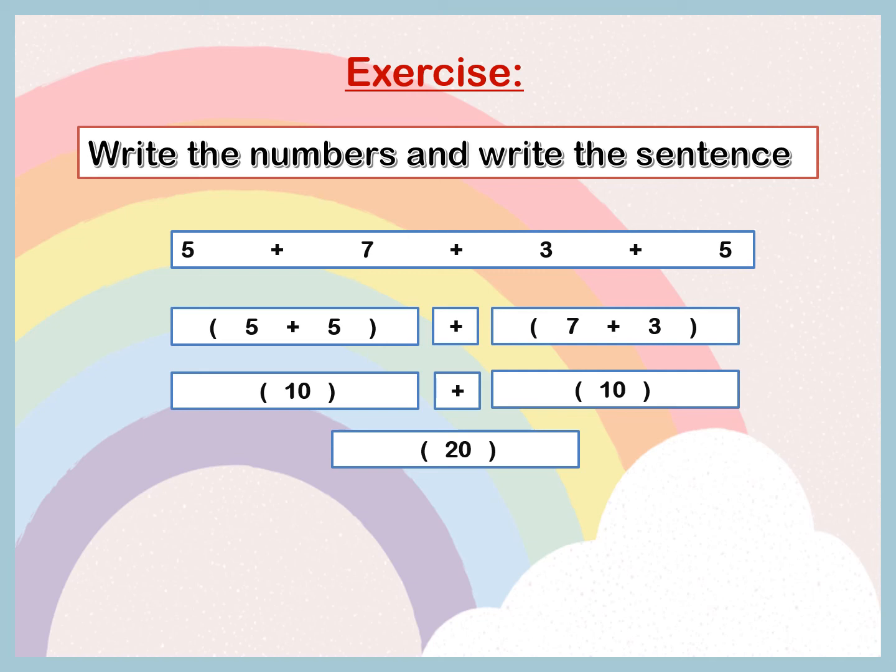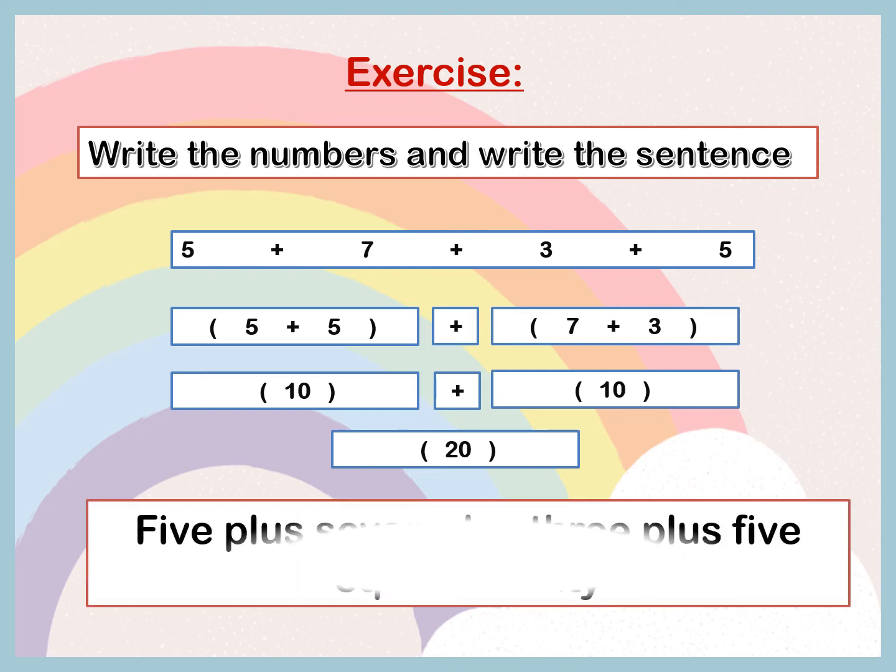Alright. Now, we are going to write the sentence. So the first equation or number sentence at the top is 5 plus 7 plus 3 plus 5 equals 20. So we are going to write it down.